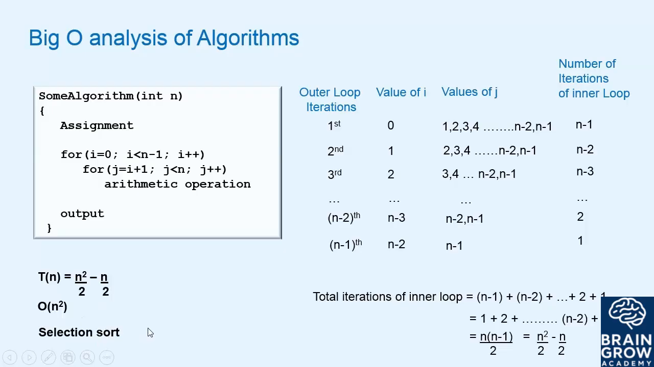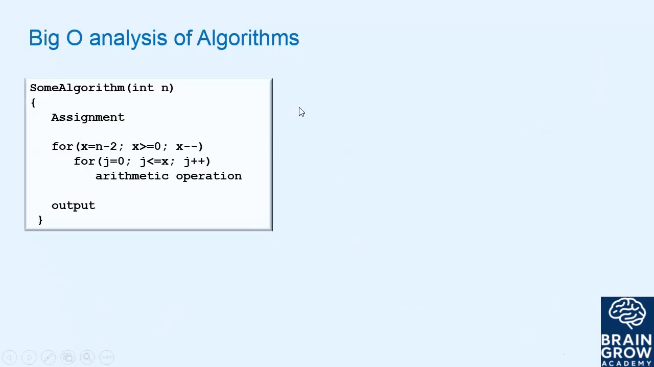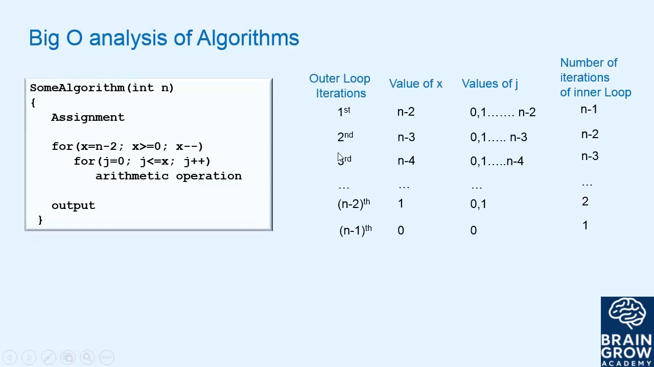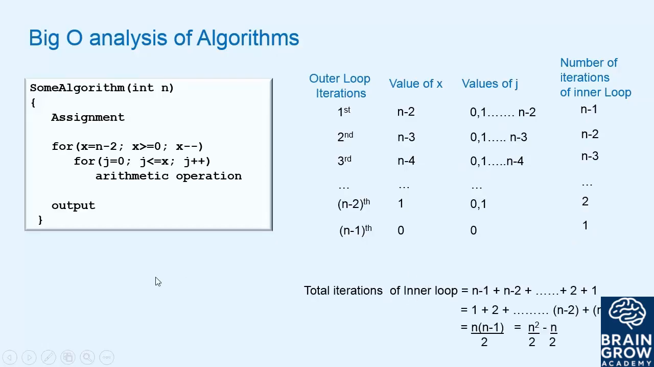We'll see this nested loop in the selection sort algorithm. Let's take another algorithm. Here this outer loop executes total n minus 1 times. These are the values of x in each iteration of the outer loop. And these are the values that index j of the inner loop will take in each iteration of the outer loop. And the number of values that j takes gives us the number of iterations of the inner loop. On adding this, we get this result. So time complexity is this, and this is of order n square. We'll see this nested loop in the bubble sort algorithm.